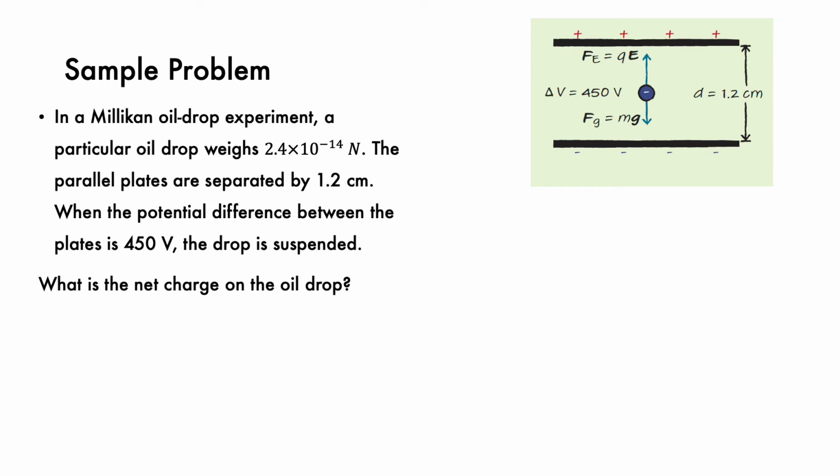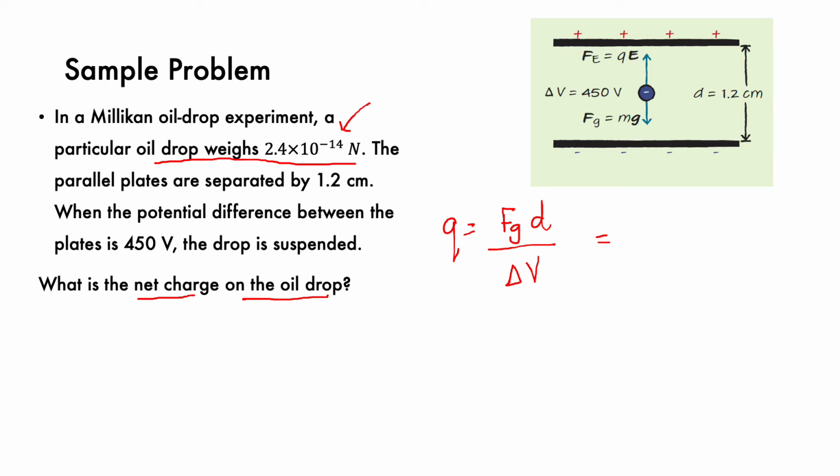Now here in the picture we have got delta V and d. It's also telling us in the problem that the weight of the oil is 2.4 into 10 to the power negative 14, and it's asking us to calculate the net charge on the oil drop. So we'll write the formula Q equals Fg d over delta V.